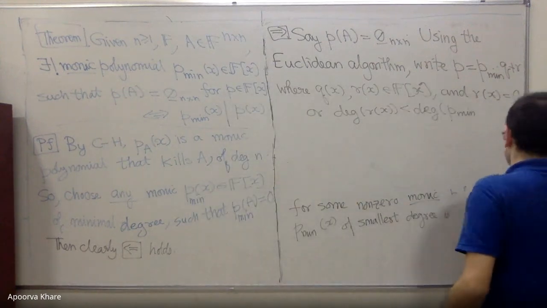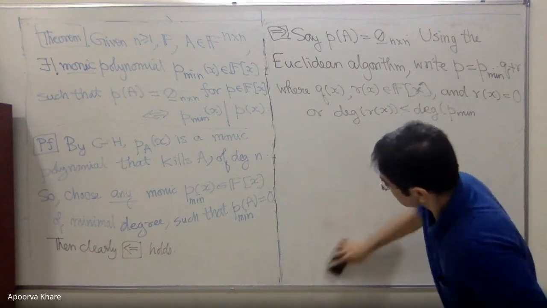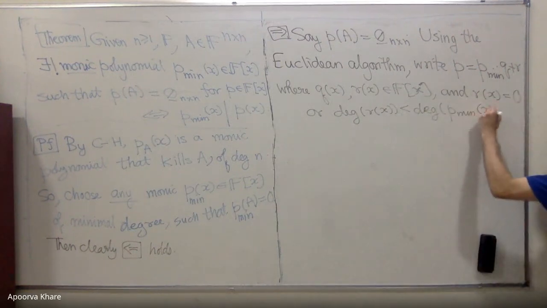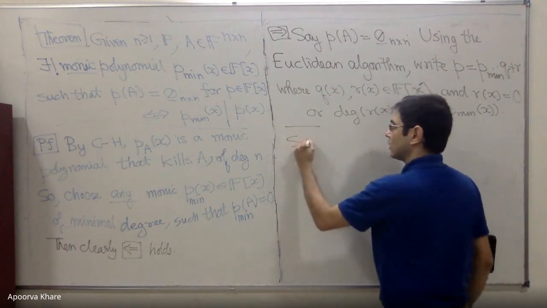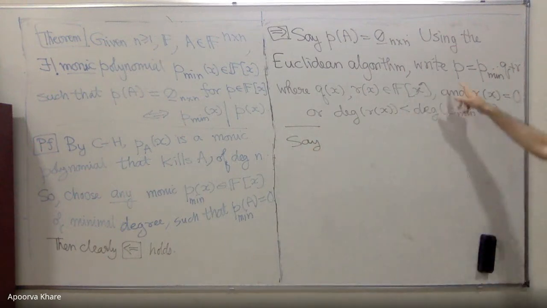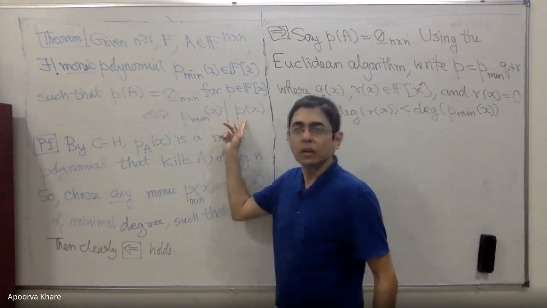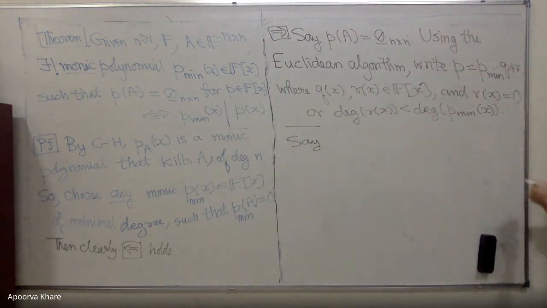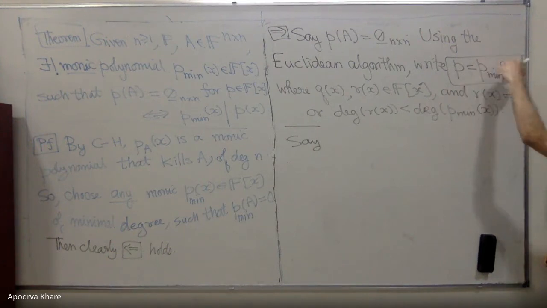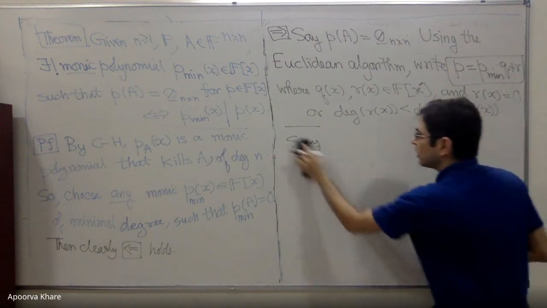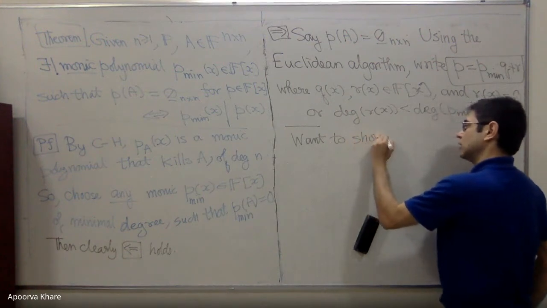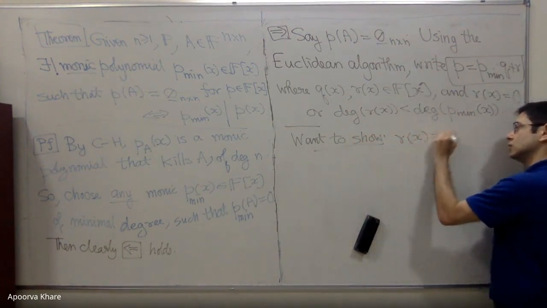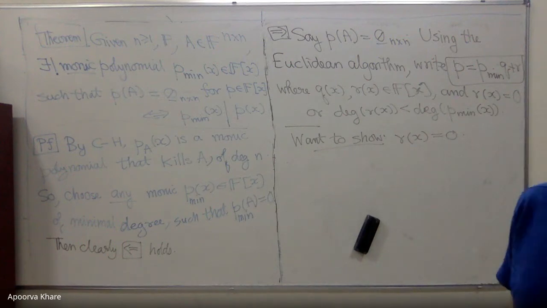Suppose the second thing, suppose R is non-zero. Okay, what do we need to show? We need to show that if P of A is 0, then P min divides P. So that means that when you write P equals P min times Q plus R, we want to show that R is 0. That means P min times some polynomial Q of X is P. That's exactly what we want. So we want to show there is no remainder.